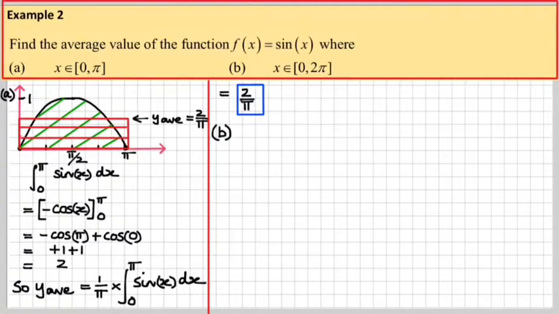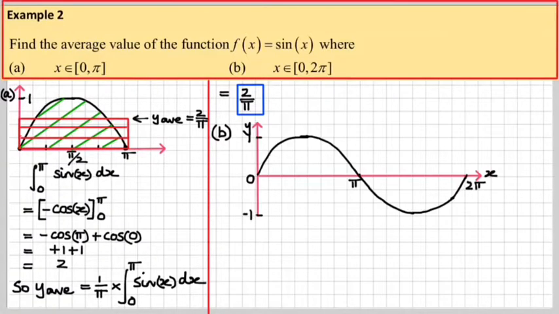Let's do part B now. Now this is where the amazing result happens. Okay, we've got this now. We're going from 0 to 2 pi, so the graph is oscillating above and below the x-axis over one complete cycle. And the value of y average is equal to 1 over the width, which is 2 pi, times the integral of sine x with respect to x from 0 to 2 pi.